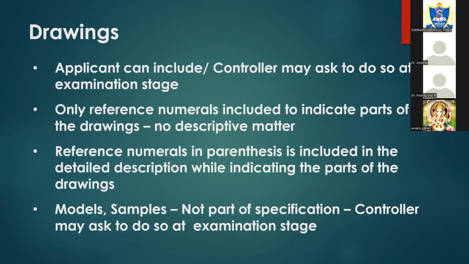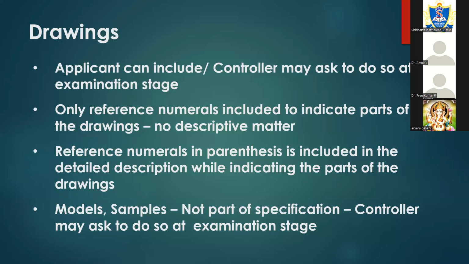For example, if you are indicating a pen and a nib, then for the nib you cannot write the word nib. You have to indicate some numerals for that, and those numerals need to be described in the description part and referred to there. So only reference numerals should be included in the drawings, and no descriptive part should be available. And the reference numeral should be in parentheses if it is included in the description part.